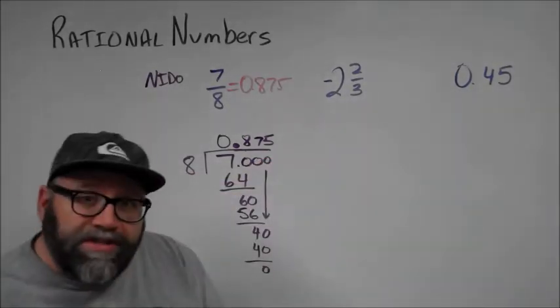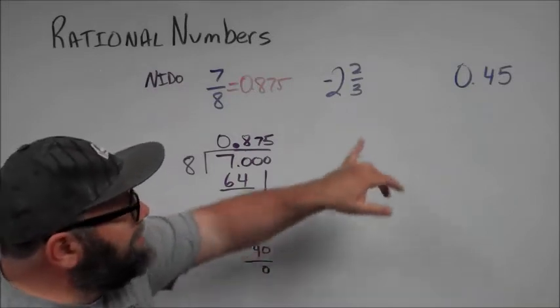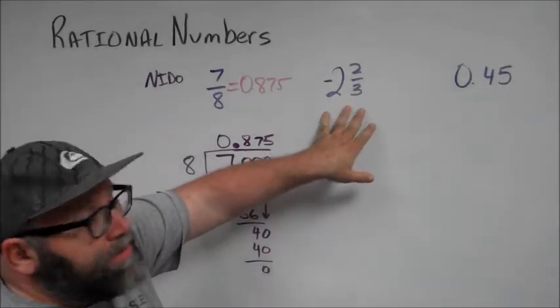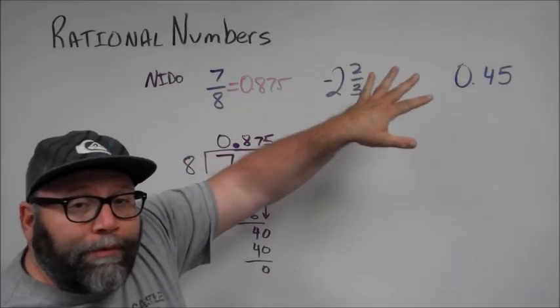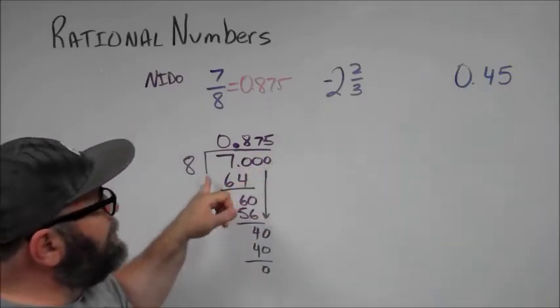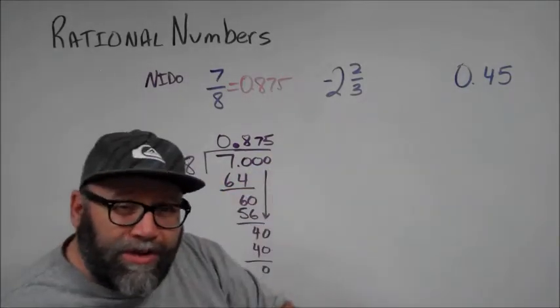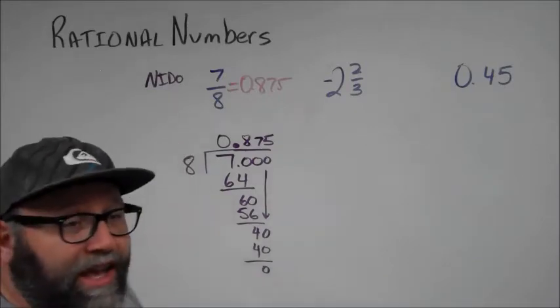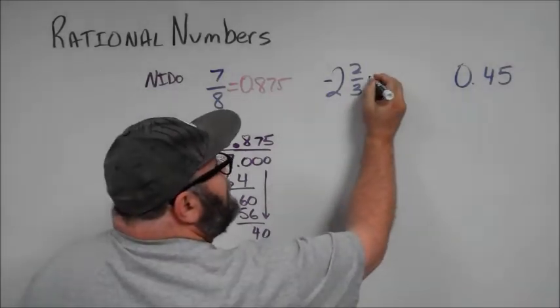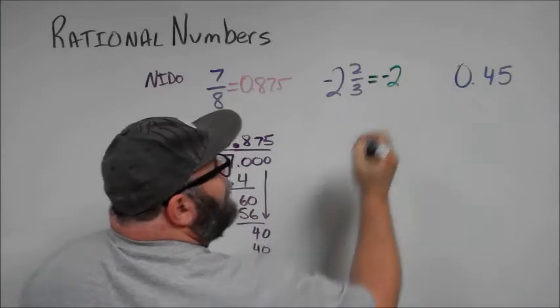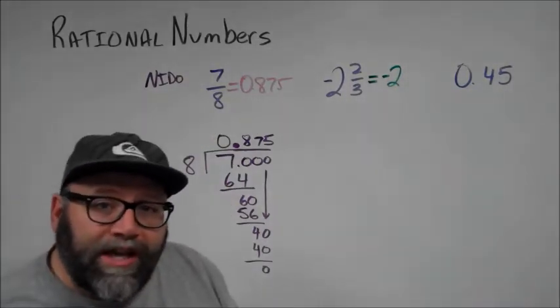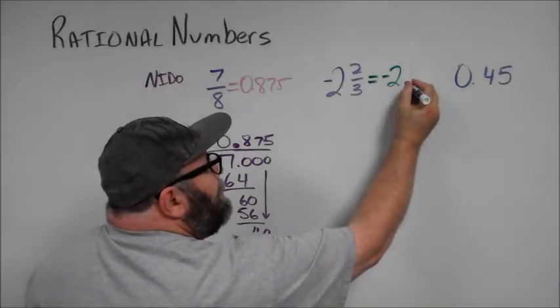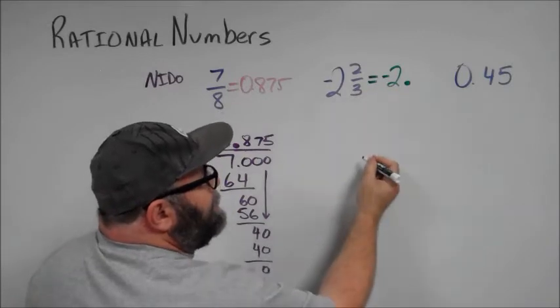Now, for the mixed number, there's two ways to do this. One, we could take this and turn it into an improper fraction and then do the division. I'm not going to do that, though, because one of the things that I hope you're aware of now is that we can take that -2. That -2 is just going to be the start of our answer. Nothing's going to happen with the -2. But we need the decimal portion of it. So let's bring that 2/3 down here.